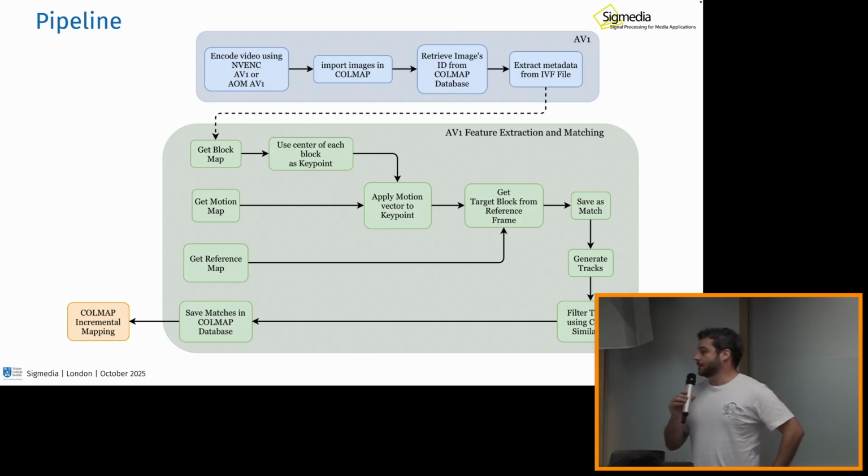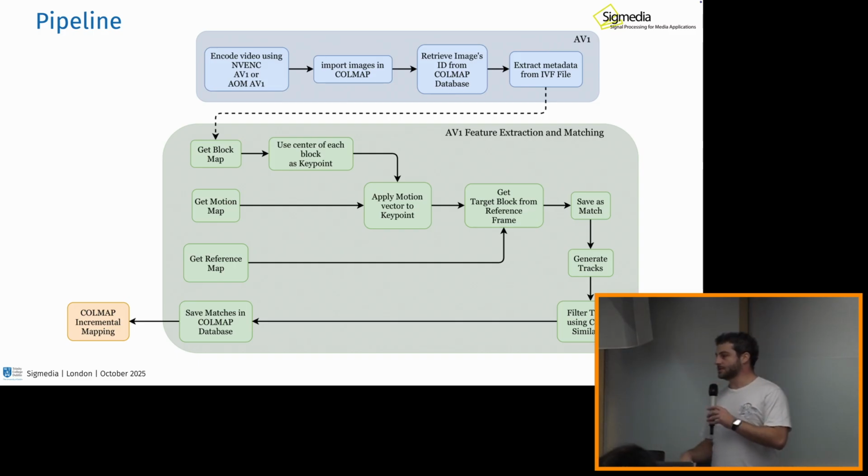First part is encoding the video. Important thing, we do not want to reinvent everything. So we are reusing COLMAP, which is more or less state-of-the-art structure from motion tool. Most of the industry is using COLMAP for reconstructing 3D point clouds. So we just wanted to integrate our work into COLMAP directly.